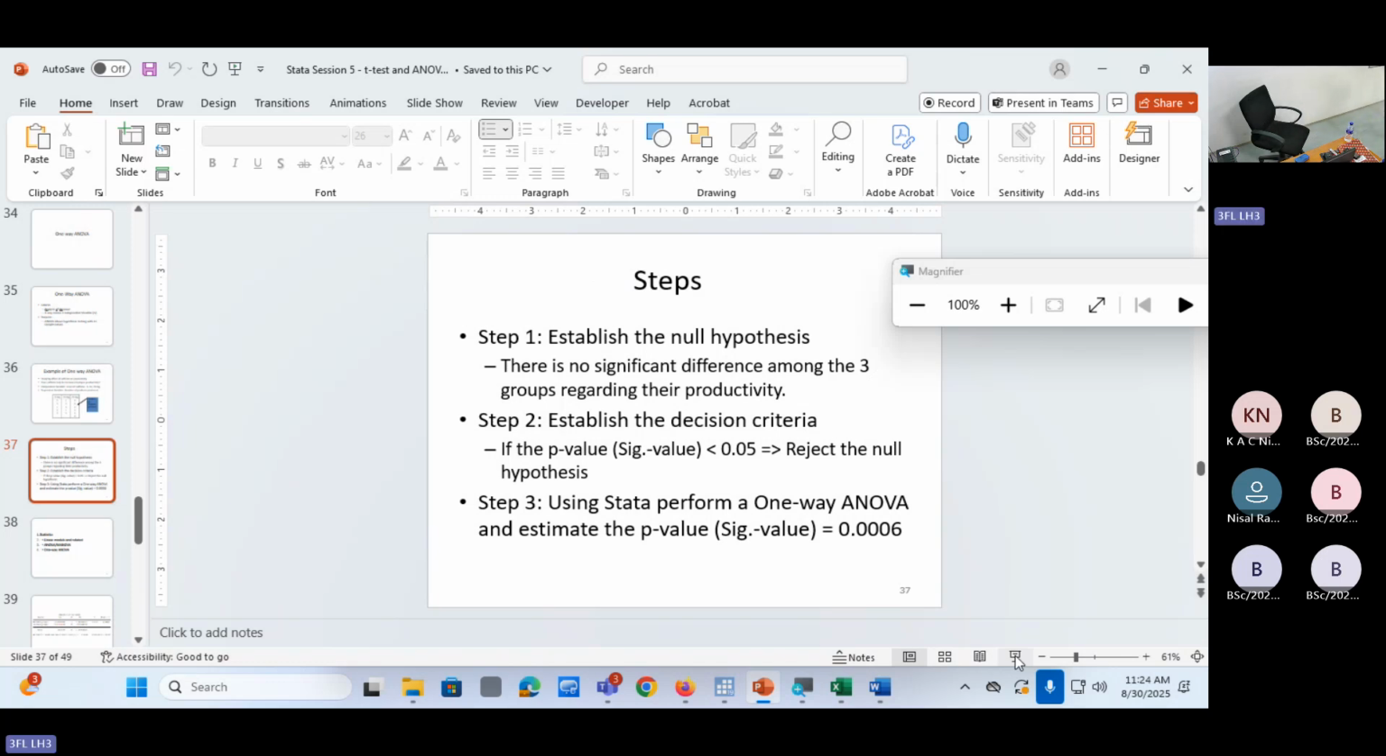There is no significant difference among the 3 groups. We got 0 milligram, 10 milligram, and 20 milligram caffeine groups, right? And they are productive.